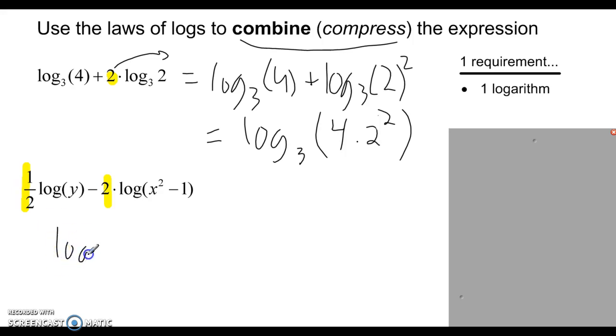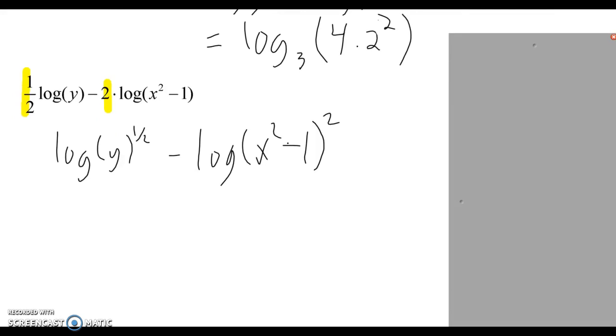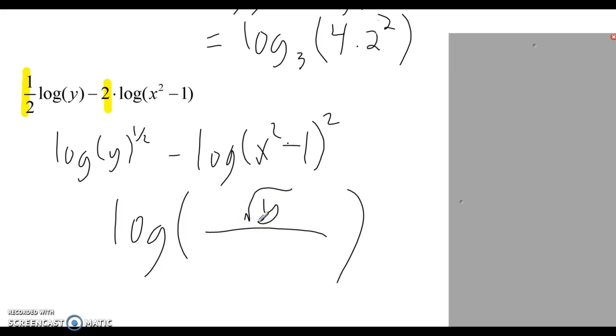So I'll have log of y to the 1/2 minus log of x squared minus 1 squared. Now I'm going to push those two things together because minus subtraction is really division in disguise. So this is going to be 1 logarithm, log of big fraction bar. Up top we have y to the 1/2. If you want to write that as square root of y, I'm fine with that. In the denominator it'd be x squared minus 1 squared. That's 1 logarithm. It's not simplified, and that's okay. It's compressed. That's what we want, 1 logarithm.